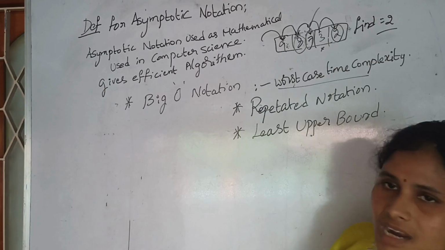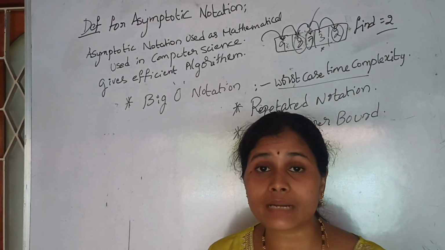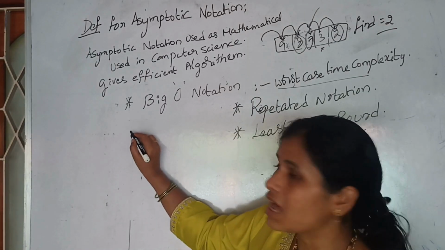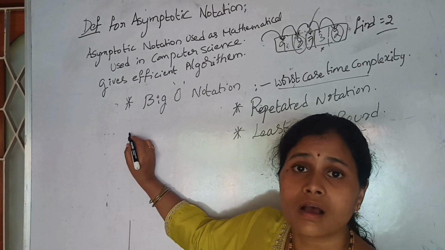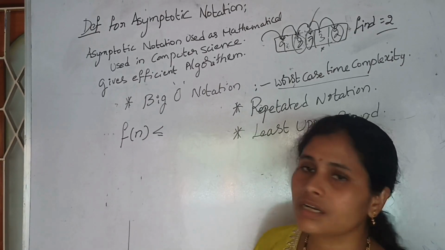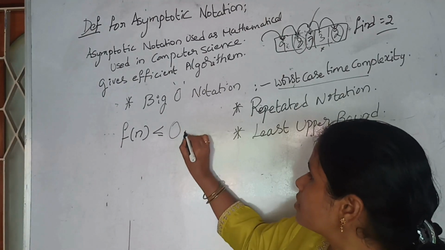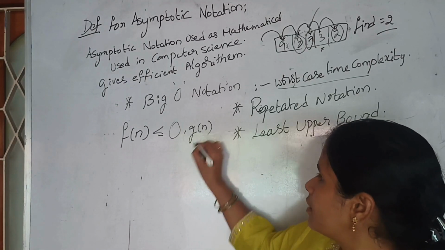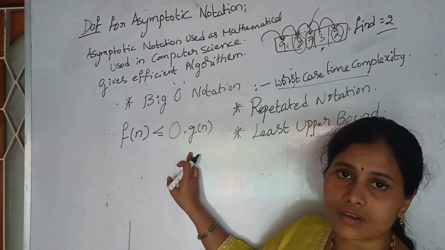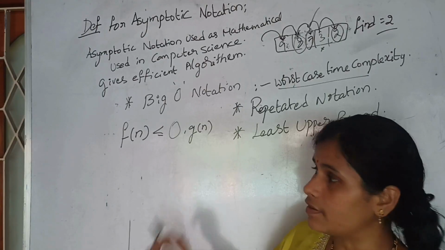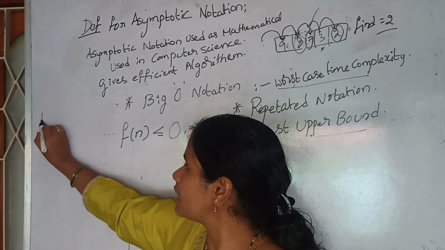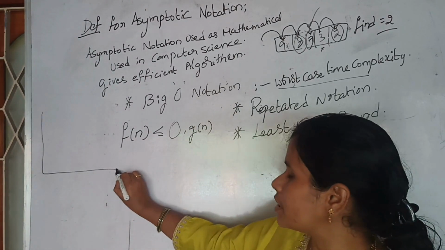Now you may not understand what the least upper bound value is. Let me give one example. First of all I need to take the function for big O notation. Here f of n is less than or equal to O of g of n. This is the function for big O notation. So let me draw the graph for big O notation.